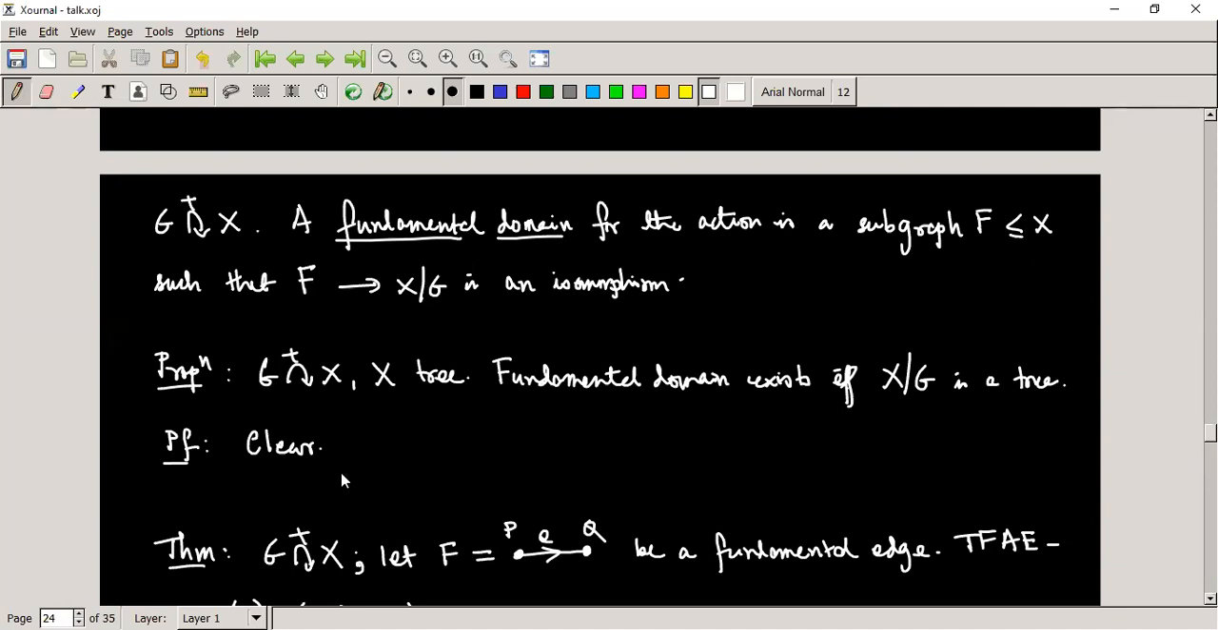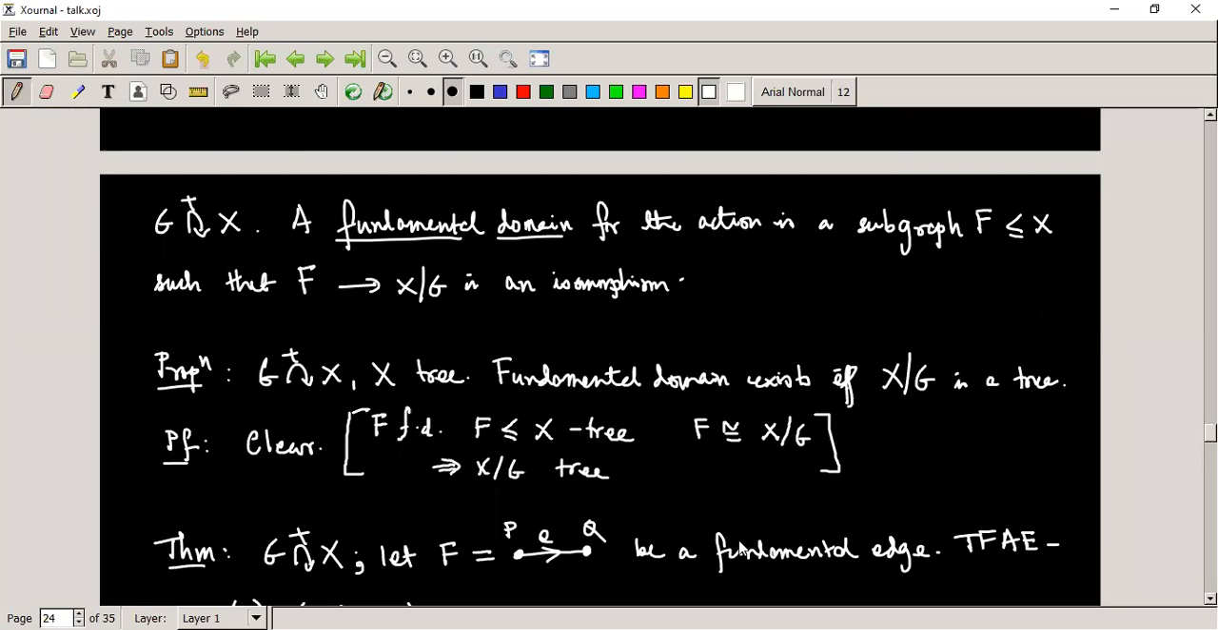Proposition. Suppose you're acting on a tree without inversions, not freely perhaps. Then a fundamental domain exists if and only if X over G is a tree. I've written it clearly here. Why is it clear? Because F is a subgraph. If a fundamental domain exists, say it is F, then F is a subgraph of X. X is a tree, so the subgraph also has to be a tree. F has to be a tree. But by definition, a fundamental domain is isomorphic to X over G. So X over G is a tree. Easy proof. So a fundamental domain exists if and only if the quotient is a tree.